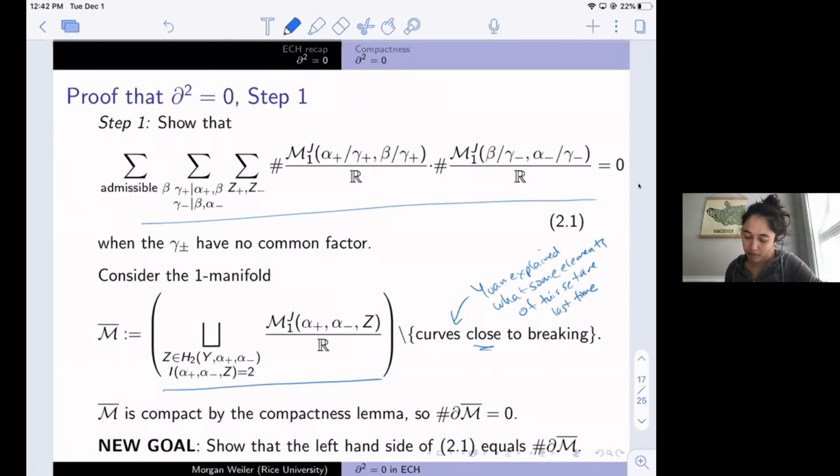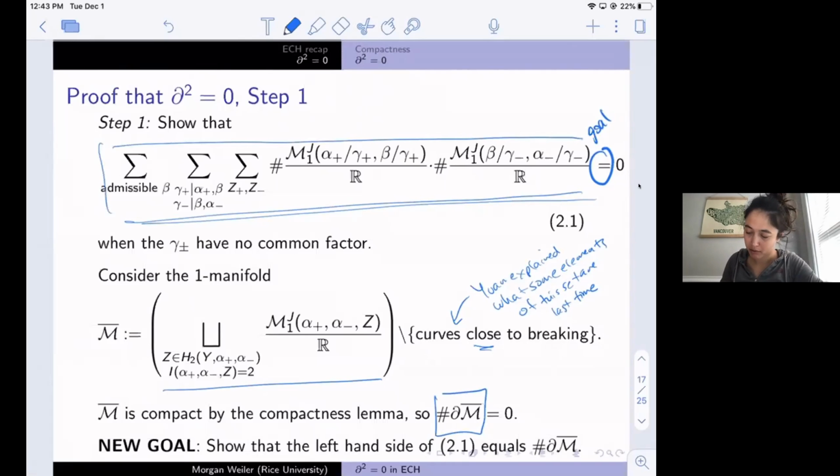So the new goal is to show, so this is what we want to show. This is our goal, our old goal. And if we can show that this left-hand side here is equal to this, then we're done. So yeah, we want to show that the two things in the boxes are equal.